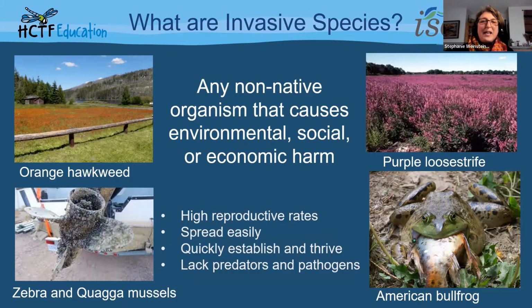So they produce many offspring, like one of these zebra or quagga mussels could produce 1 million eggs, or one purple loosestrife plant could produce 2 million seeds in a growing season. They also spread easily. Like this orange hawkweed in the top left, that spreads not only by seeds, but also above ground runners and horizontal roots forming dense mats. And because they lack predators and diseases from their native ranges, they quickly establish and thrive, like this American bullfrog that's bigger than our native amphibians and can eat anything it fits in its mouth, even small birds and mammals.